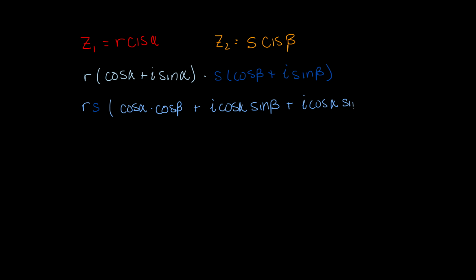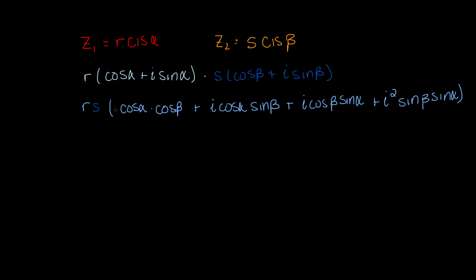No, other way around. Cosine beta sine alpha, plus i squared sine beta sine alpha. I should have led with alpha. I just start writing beta instead. All right.